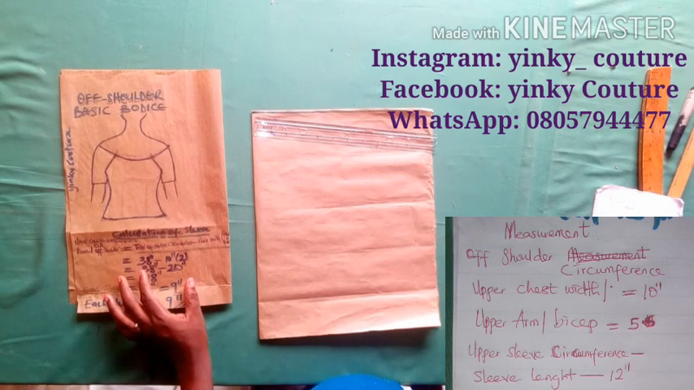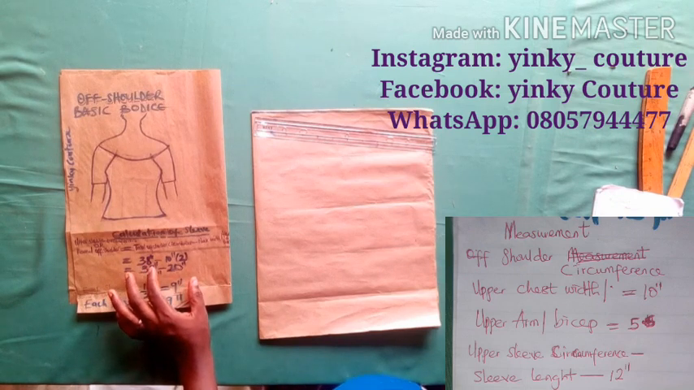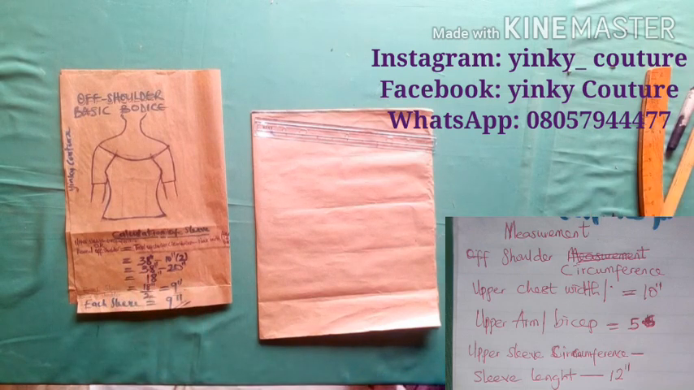The upper arm or bicep measurement for the sleeve. We also need the cap height, and there is a standard measurement for cap height. The cap height that I'll be using for this tutorial is 5.5 inches.